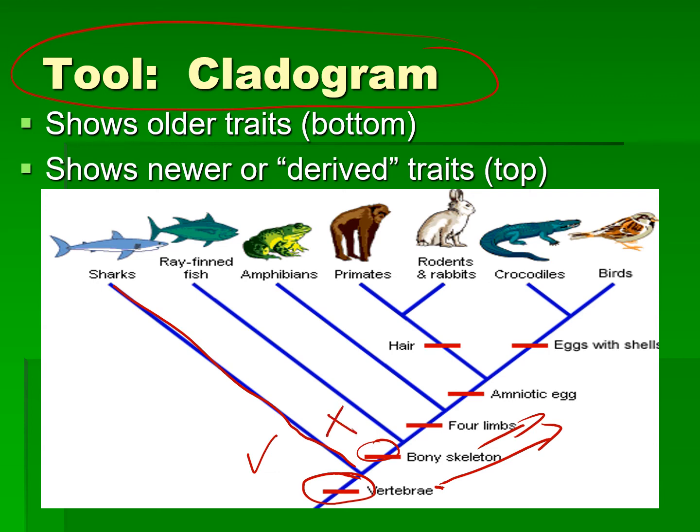Sharks are actually made of cartilage, not a bony skeleton, but they do have a vertebral column, right? So everything after this has 4 limbs, which means this fish does have a vertebra, does have a bony skeleton, but it does not have 4 limbs, if that makes sense. We're going to have a cladogram worksheet that will help you out with that process.